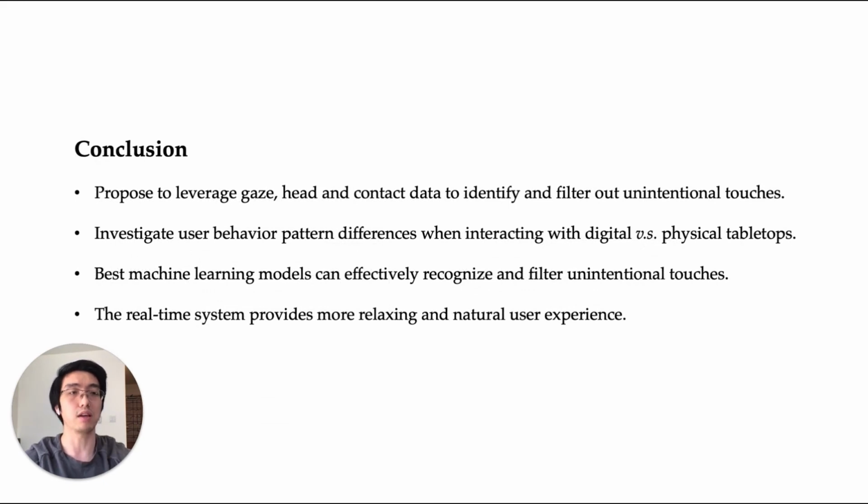To summarize, in this research, we propose to leverage gaze direction, head orientation, and screen contact data to identify and filter out unintentional touches. We investigated user behavior pattern differences when interacting with digital tabletops versus physical tabletops. We then used 4 spatiotemporal feature types to train machine learning models to identify touch intention. The gradient boosting model was able to classify unintentional touches with an accuracy over 90%. We then implemented a real-time filtering system. Our user study showed that our tabletop could provide a more natural experience.